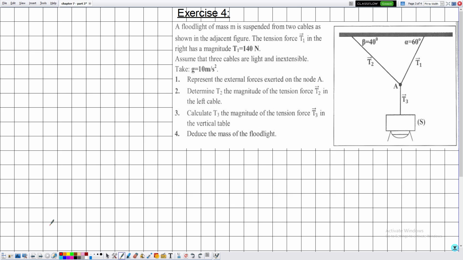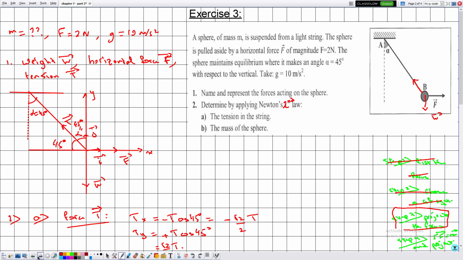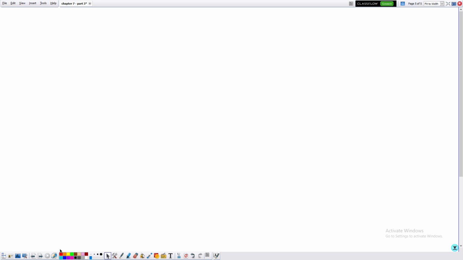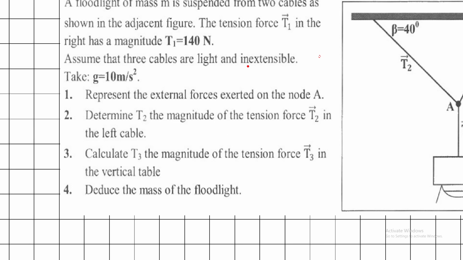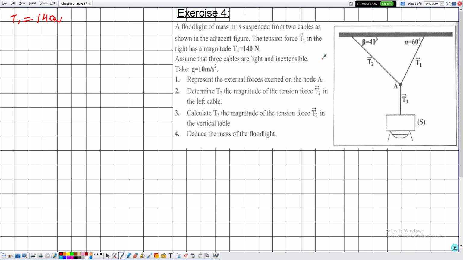Now let's move to the next exercise, exercise number 4. They are telling me a floodlight of mass m is suspended from 2 cables as shown in the adjacent figure. The tension T1 on the right has a magnitude T1 equal to 140 newtons. Assume that the 3 cables are light and inextensible. So by inextensible it means that the cable or the string can transmit tension at its free ends. Okay, take g equal to 10 meters per second squared, which is equal to 10 newton per kilogram.